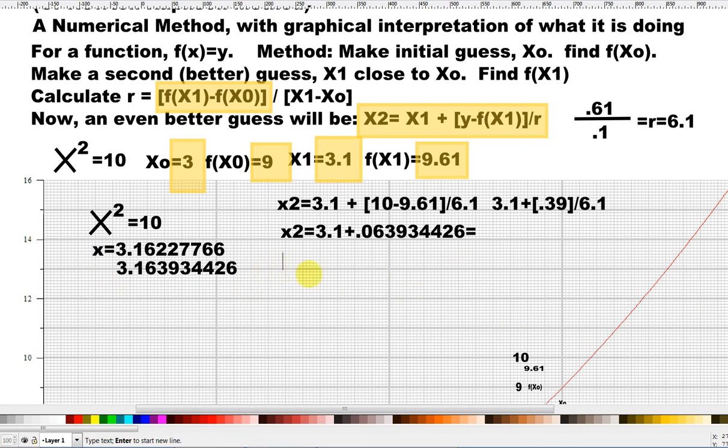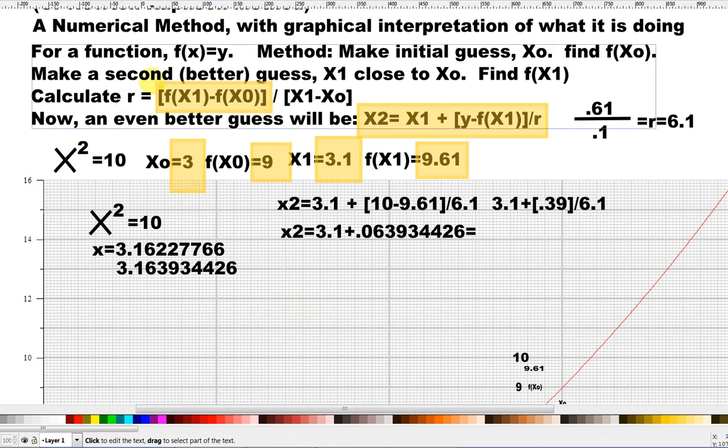If you want to do it again, then make this better guess here, the 3.163934426. So here's what I'm saying. Use x2 everywhere you see x1. Use this x1 everywhere you see the x0, and what we're going to do is calculate a new x2. We could call it x3. But let's go ahead and do it, so I'm not just talking here.